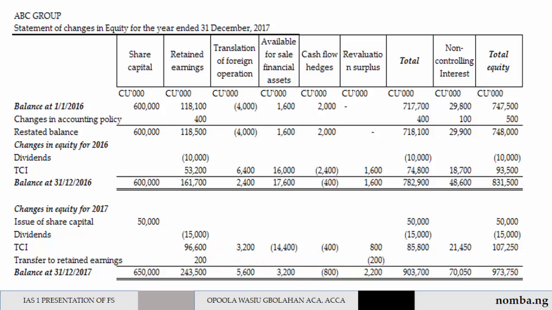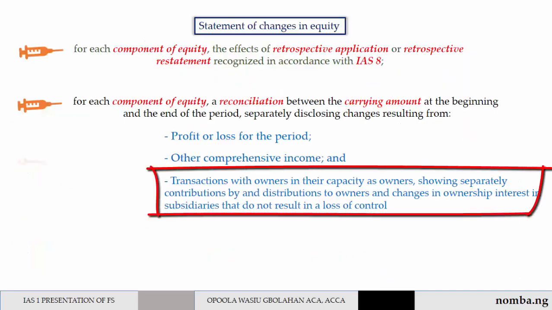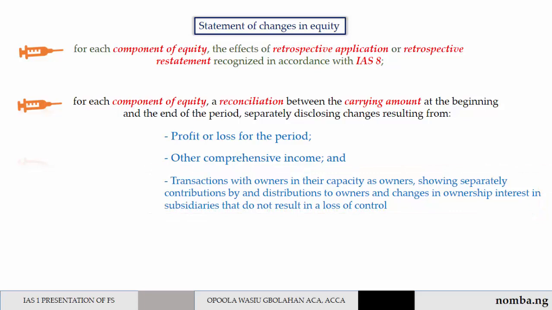So that explains this third point, which says that the transactions with owners in their capacity as owners, showing separately contributions by, which is the additional capital which increases the share capital, and distributions too, in form of dividend to owners of equity, and changes in ownership interest in subsidiaries that do not result in a loss of control. These changes in ownership interest in subsidiary is a situation where there is a disposal of subsidiaries, a more advanced scenario. We will deal with that when we get to the advanced level.